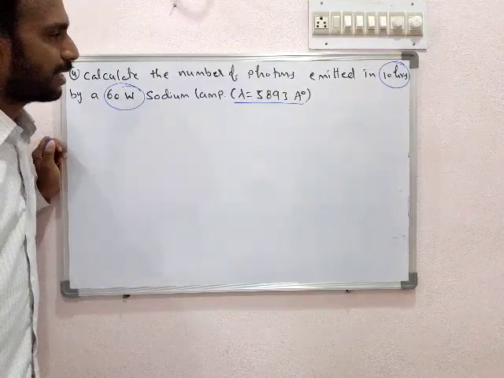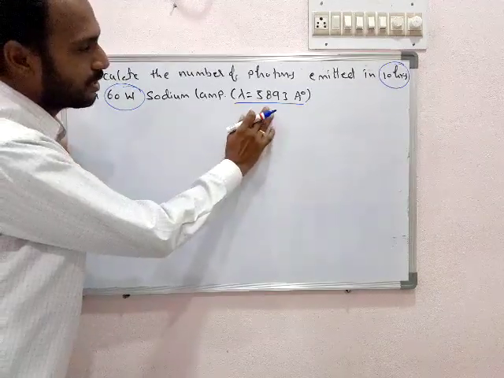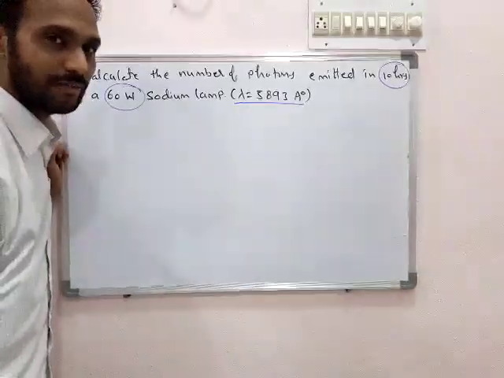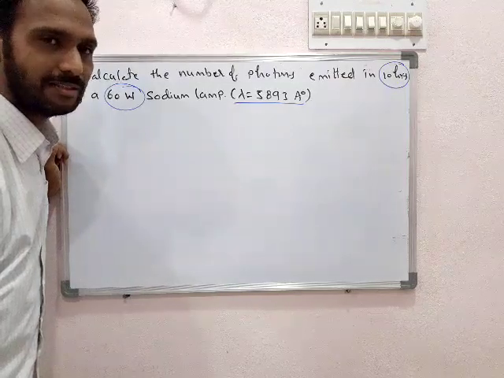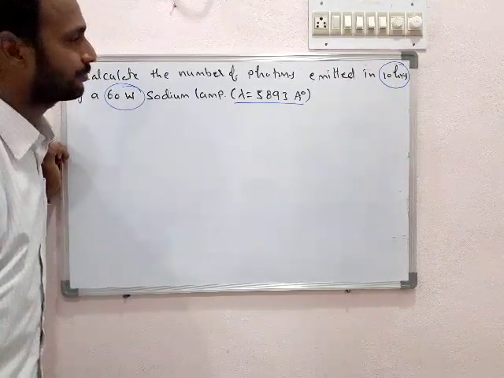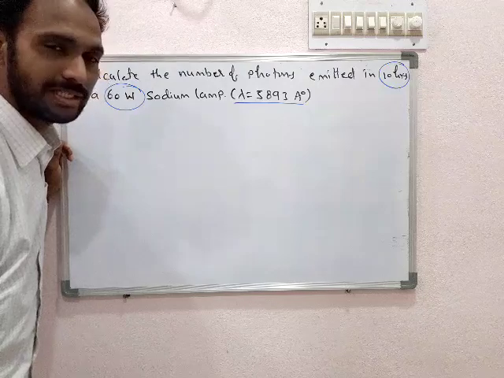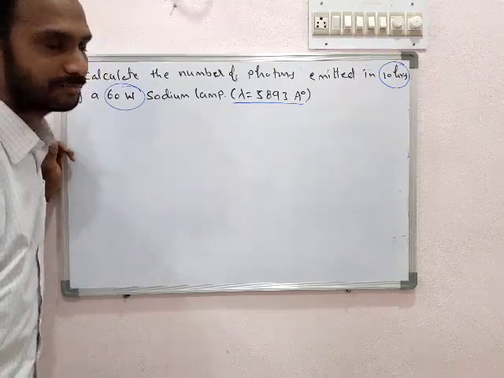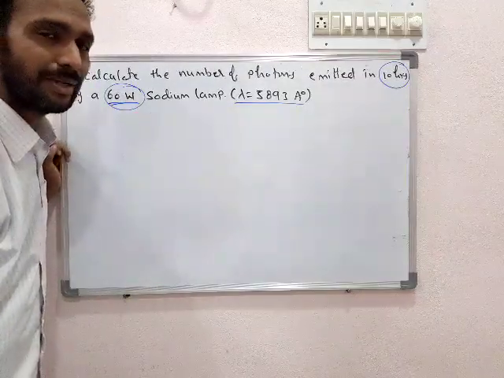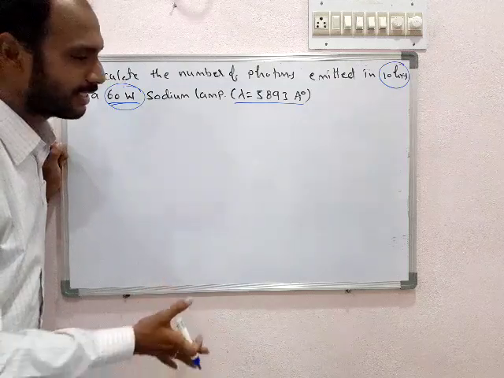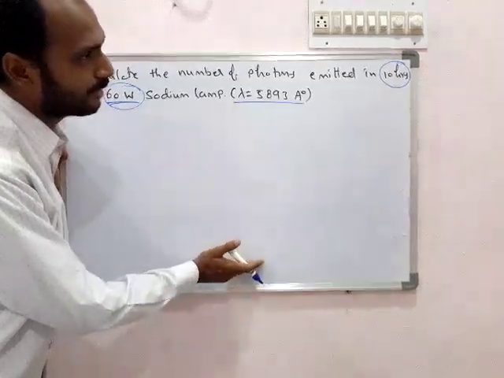Sodium lamp light always has two wavelengths: 5893 angstroms and the other one, 5898 angstroms. They are called D1 and D2 lines for the sodium lamp. Here we need to calculate the number of photons emitted in 10 hours. In the earlier problem we calculated the number of photons in 1 second. Since it is 60 watts, that is in 1 second. In the same way we calculated per second in the earlier problem, just do the same in this problem. Then it is converted into 10 hours.